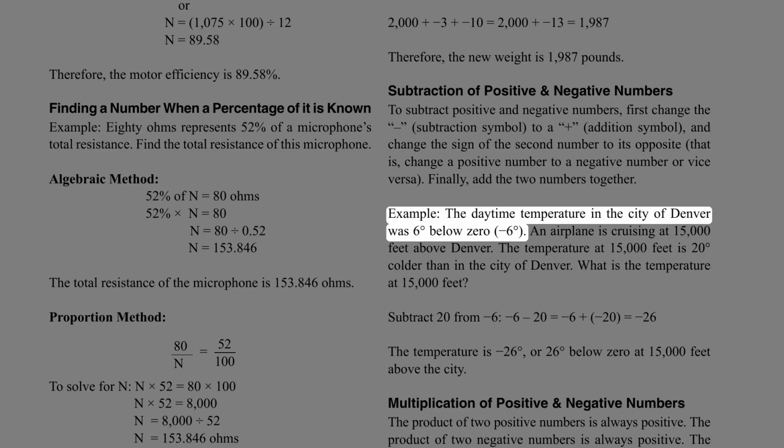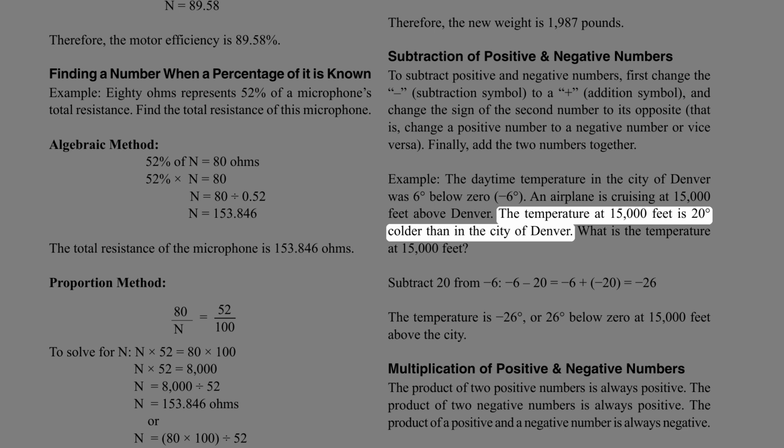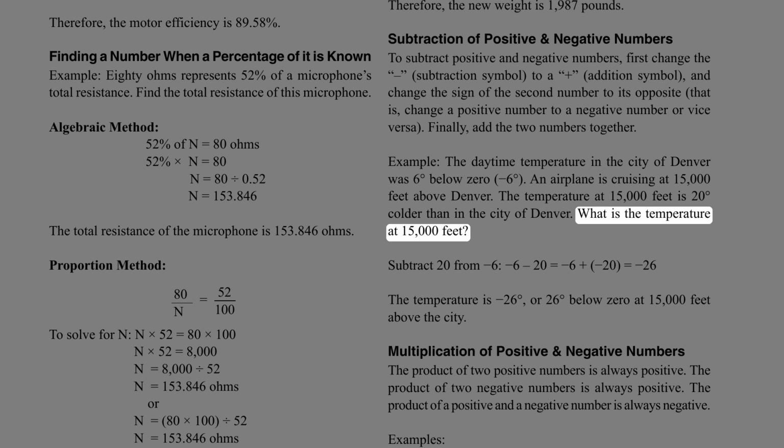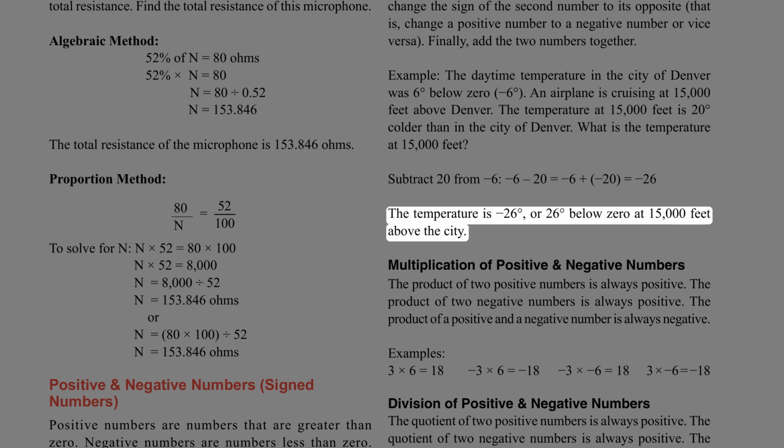Example. The daytime temperature in the city of Denver was 6 degrees below zero, minus 6 degrees. An airplane is cruising at 15,000 feet above Denver. The temperature at 15,000 feet is 20 degrees colder than in the city of Denver. What is the temperature at 15,000 feet? Subtract 20 from minus 6. Minus 6 minus 20 equals minus 6 plus minus 20 equals minus 26. The temperature is minus 26 degrees, or 26 degrees below zero at 15,000 feet above the city.